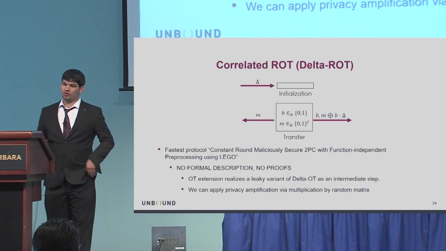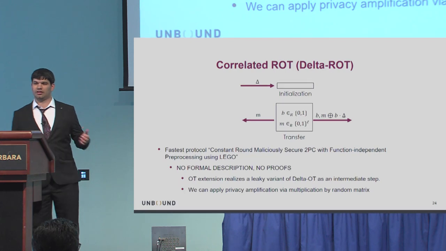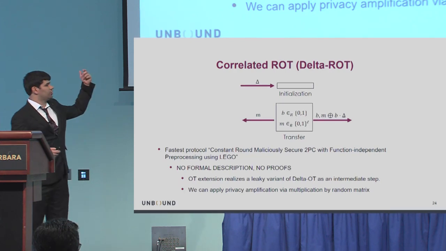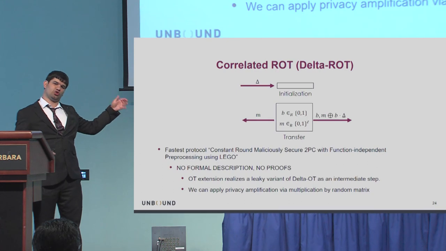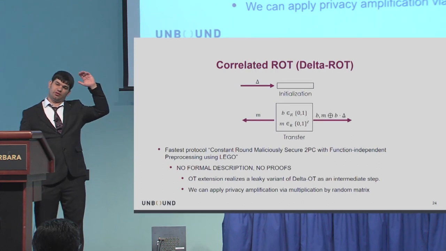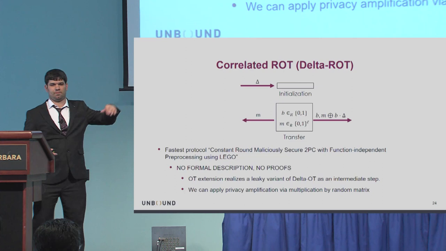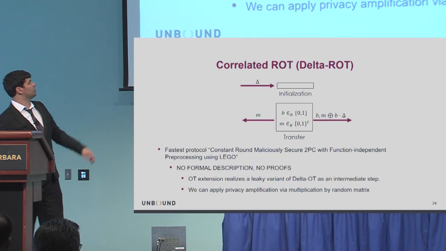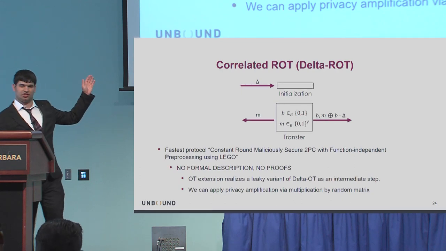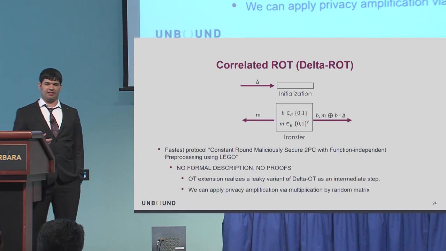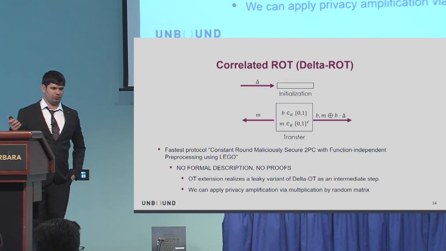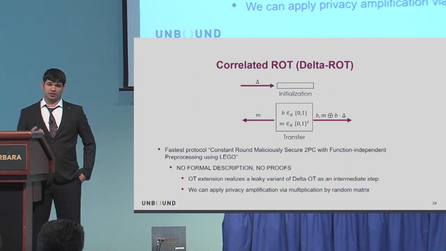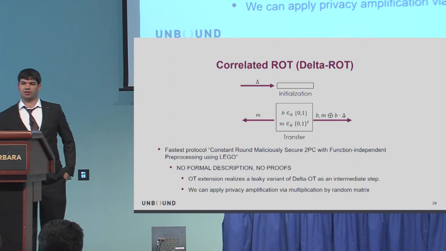And then there are extensions of that work, like correlated OT. It's a variant of OT where, instead of getting one of two messages chosen by the sender, first there's some fixed value that is selected. Then each time they do an oblivious transfer, there's a message that is given to the sender, and the receiver either receives the message or the message XOR this correlation, this delta value, we call it. This is also a very useful primitive for garbling.